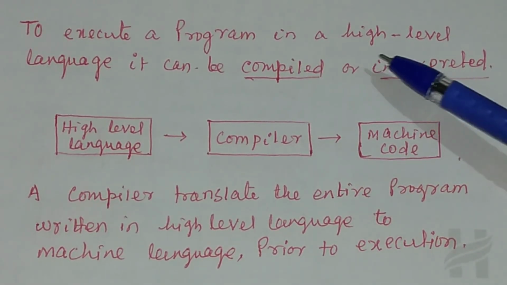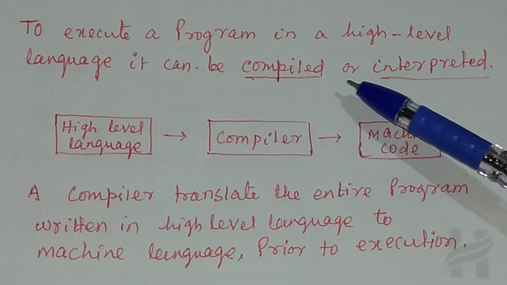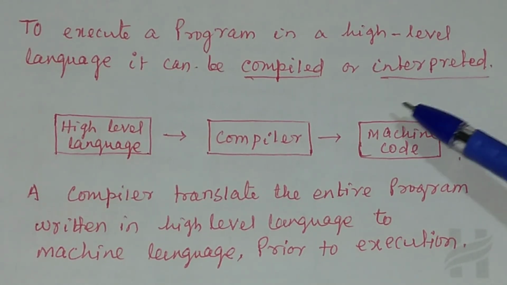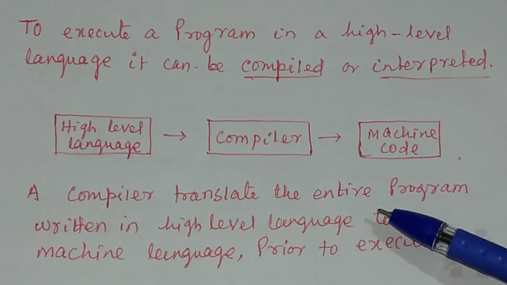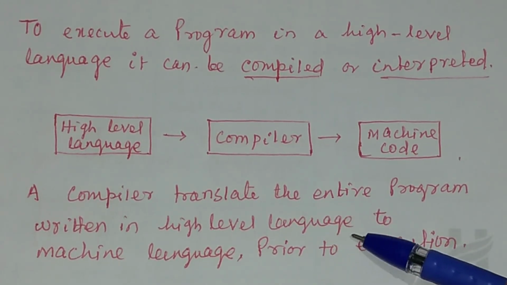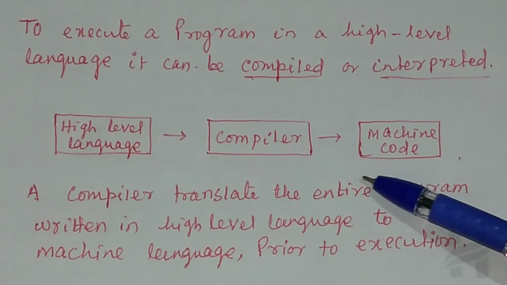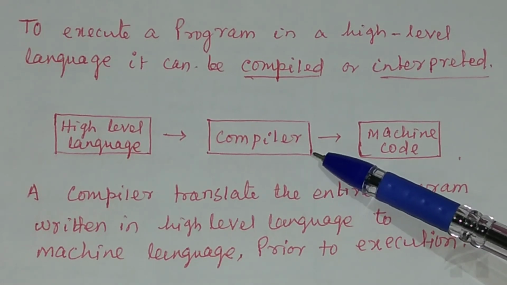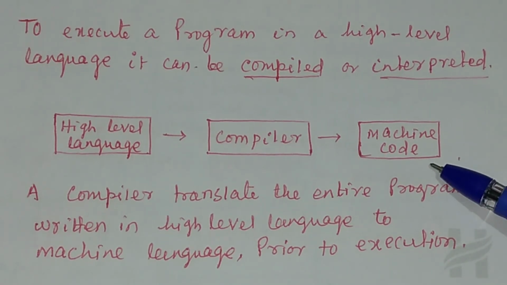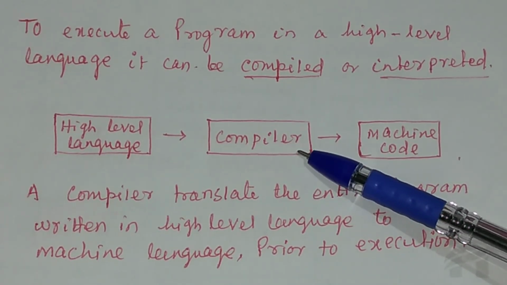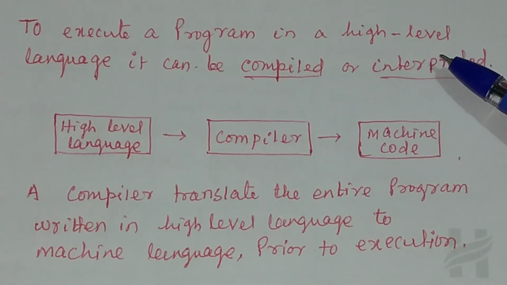To execute a program in a high level language, it can be compiled or interpreted. What is compiled? A compiler translates the entire program written in the high level language to machine language prior to execution. So a high level language can be converted into machine language or machine code by means of a compiler. This is one method for the execution of a program in a high level language.